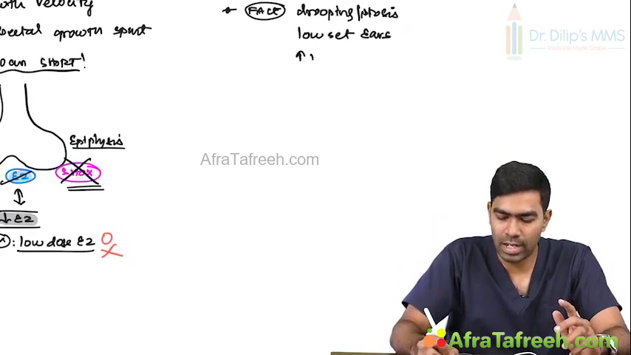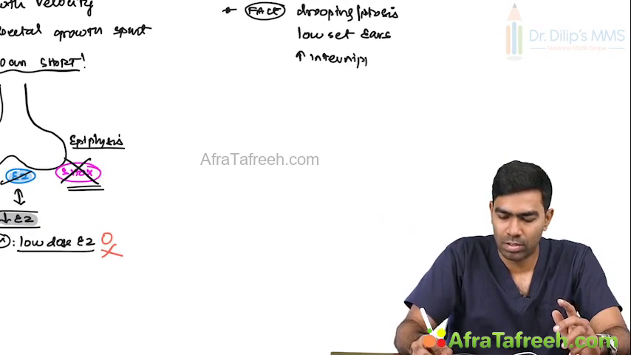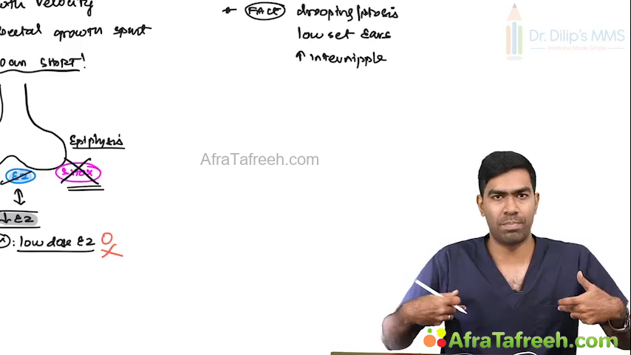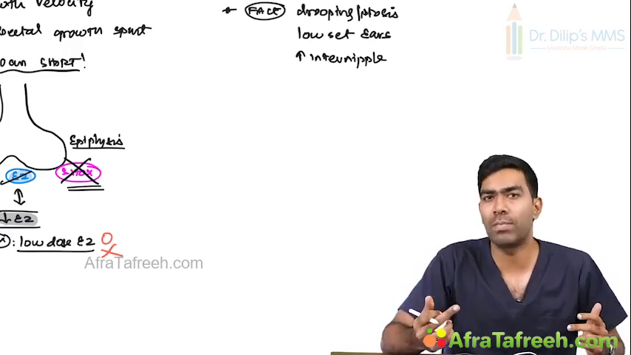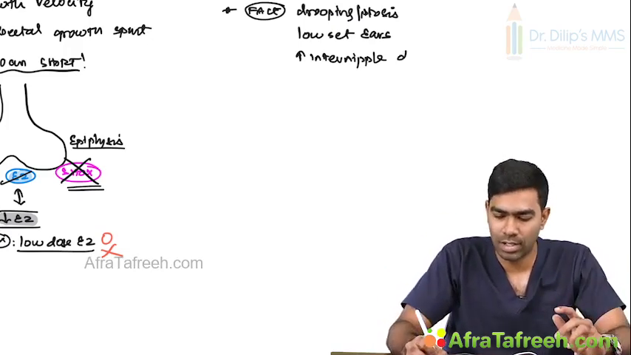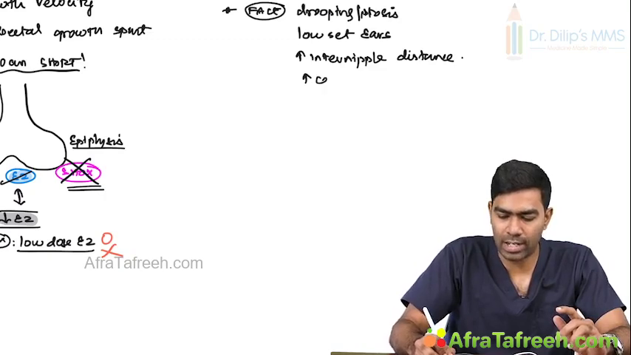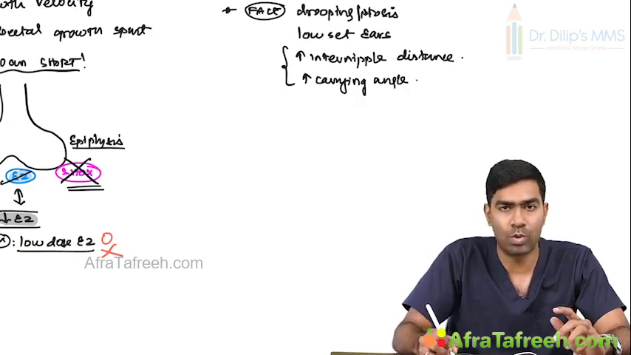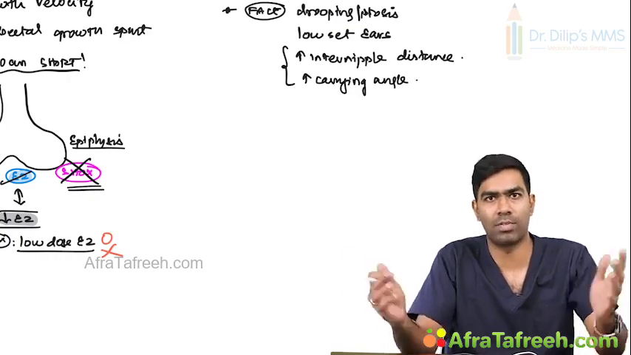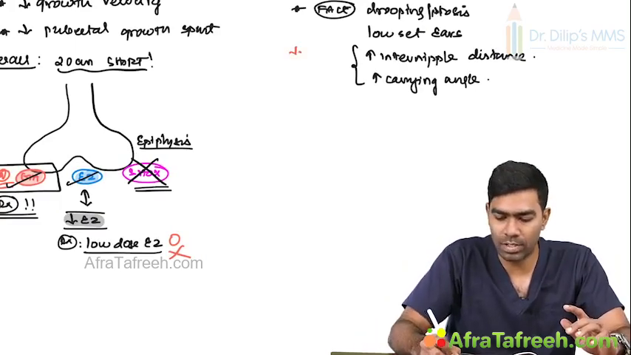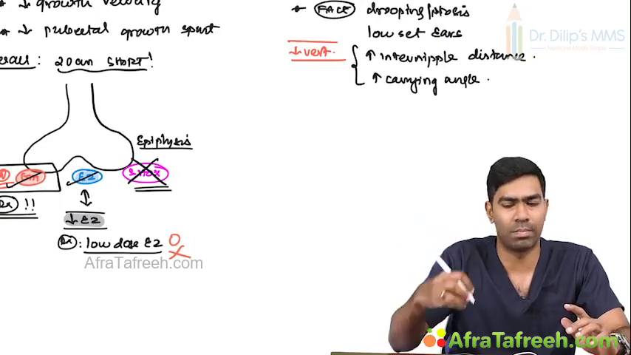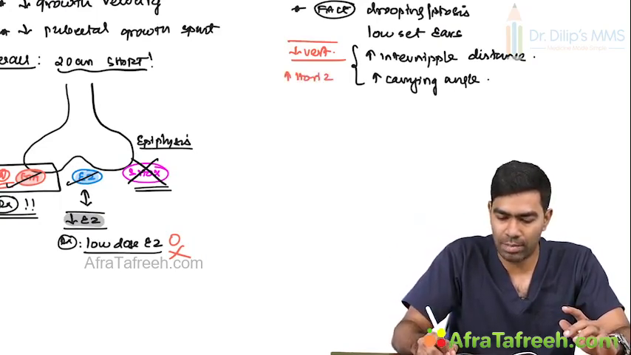They can have increased internipple distance. So you take the ratio of the nipple distance versus the chest circumference. If the internipple distance is more than 25% of the chest circumference, we call it increased internipple distance. And they can have a wide carrying angle. This is quite common in Turner syndrome. Usually girls themselves tend to have a wide carrying angle, but Turner syndrome will have an even wider carrying angle. This is due to the fact that Turner syndrome patients will have a reduced vertical length, but they will have an increased horizontal diameter.